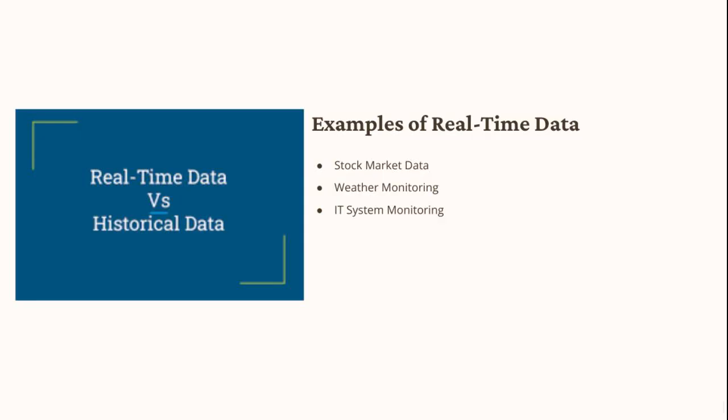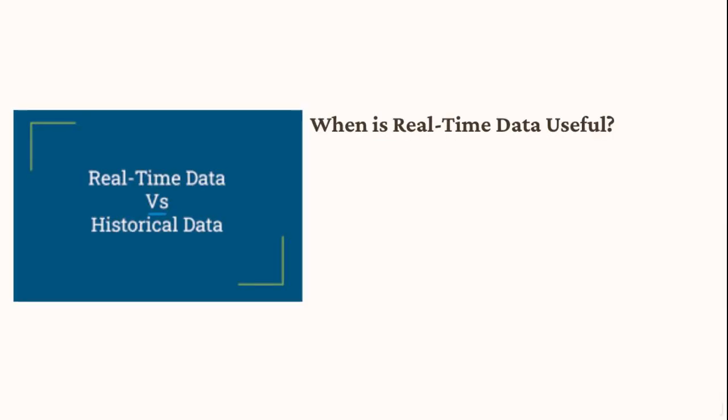IT system monitoring. Tools like AIOps use real-time data to detect system anomalies, like a sudden spike in CPU usage, and take corrective actions immediately. Navigation apps. Apps like Google Maps use real-time data from GPS and traffic sensors to suggest the fastest route and provide live traffic updates.